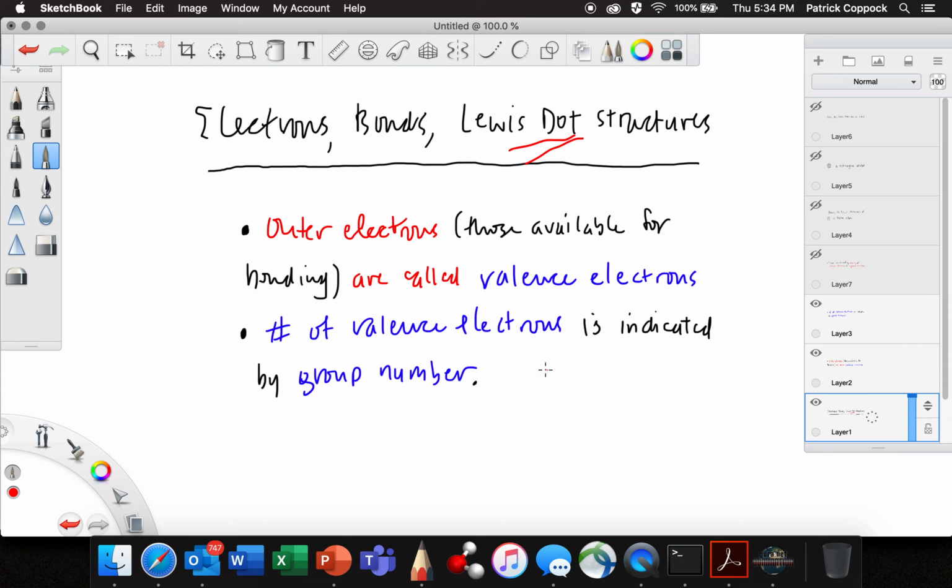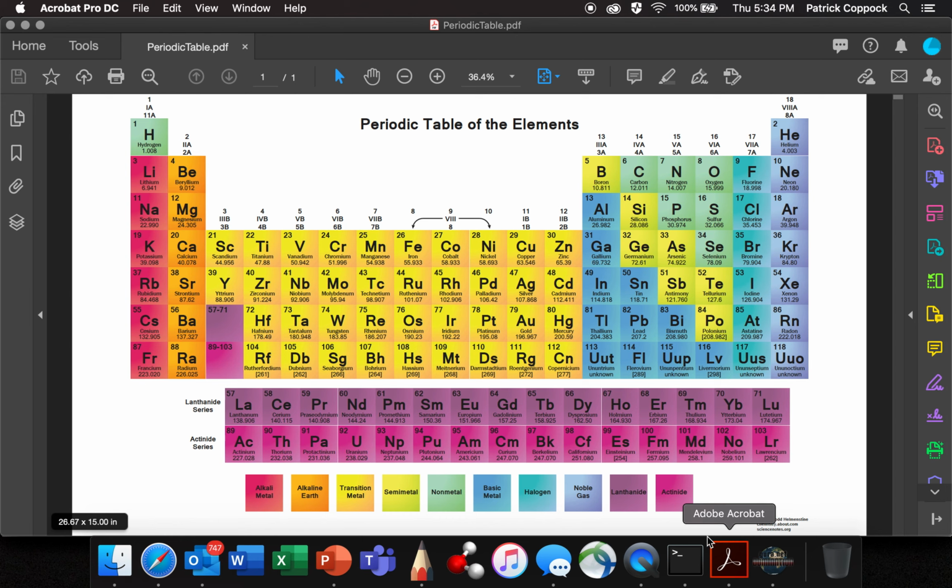And the number of valence electrons is indicated by the group number. Do you remember what the group number is? Look over here at the periodic table. This is group 1 over here with hydrogen, lithium, sodium, potassium. Group 2 is beryllium. Group 3 is boron, aluminum, gallium. Carbon, silicon, germanium is group 4. Group 5 is here.